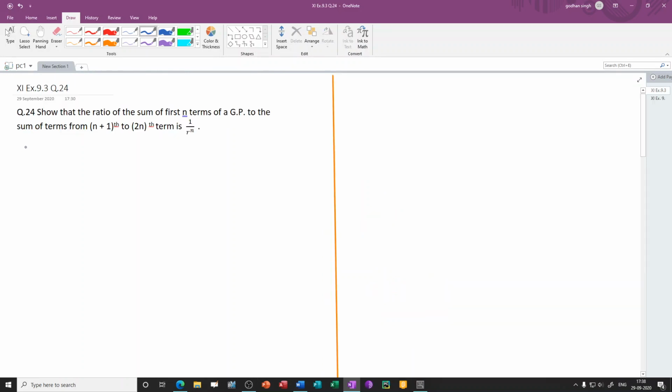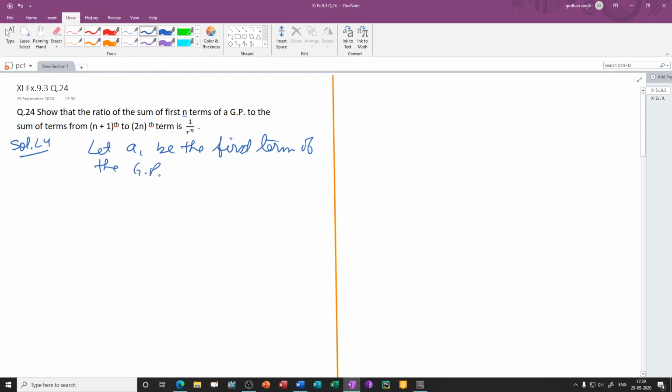Question number 24. Show that the ratio of the sum of the first n terms of a GP to the sum of n terms from n plus 1th to 2nth term is 1 by r raised to n. So solution number 24. Let a1 be the first term of the GP.